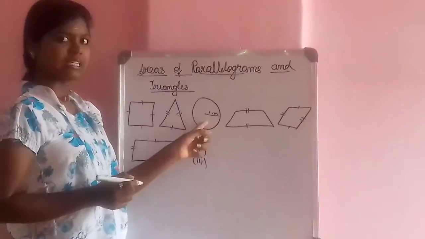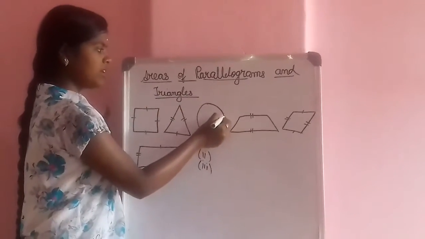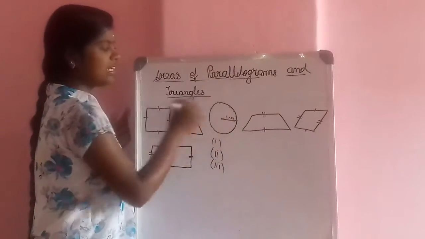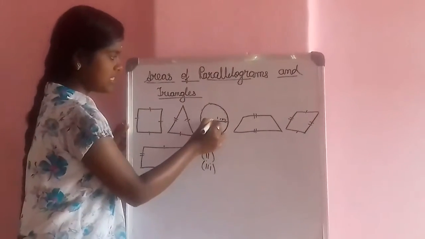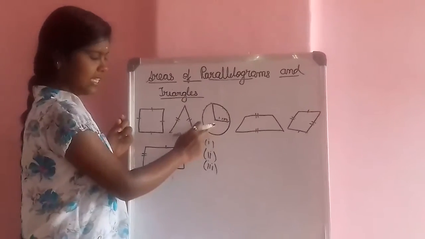Next comes the circle. A circle is nothing but the set of points where the distance from the center remains the same. The distance from this point is the same. This is called the radius.